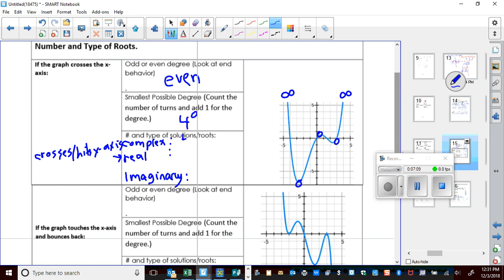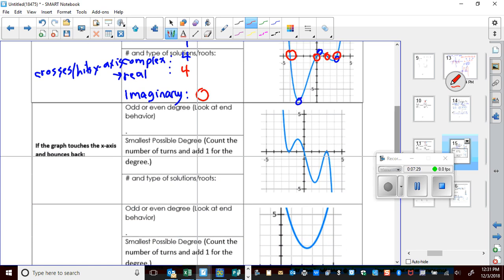That means there should be 4 complex roots. Now the number of real roots here is 1, 2, 3, and 4. So there's 4 real roots. 4 minus 4, that means there's 0 imaginary roots. So we're going to do this each time. Okay? So I'm going to go ahead and set myself up here. I'm looking for the number of complex, the number of real, and the number of imaginary.